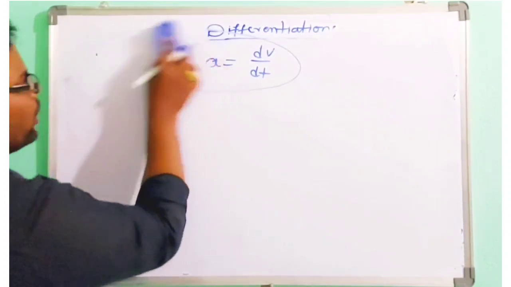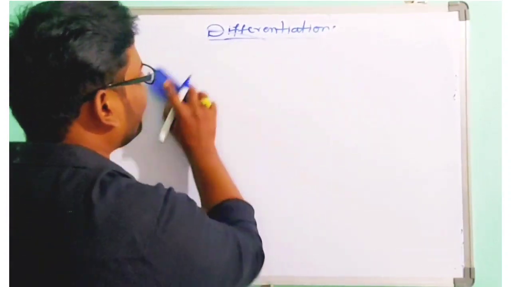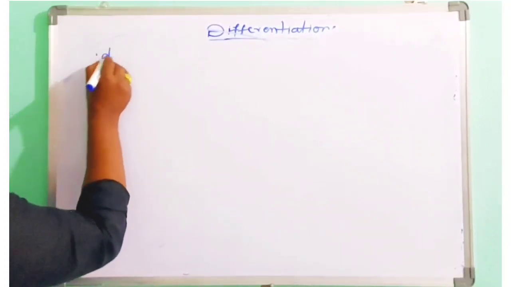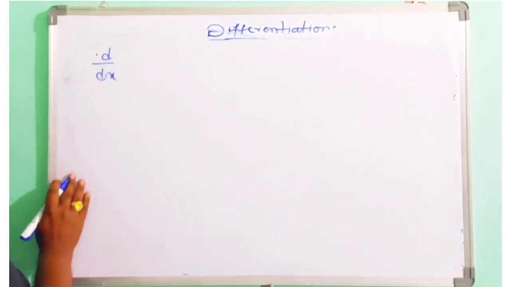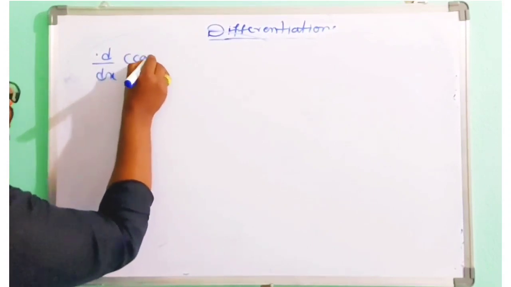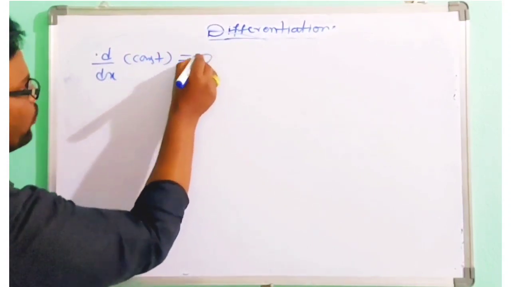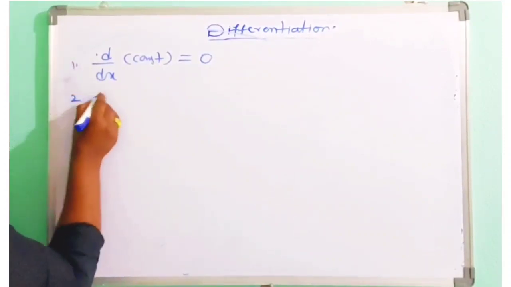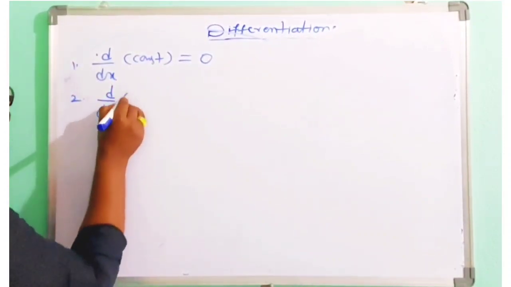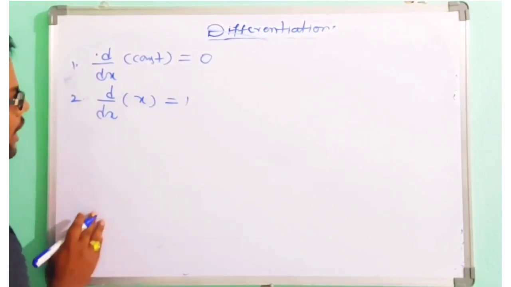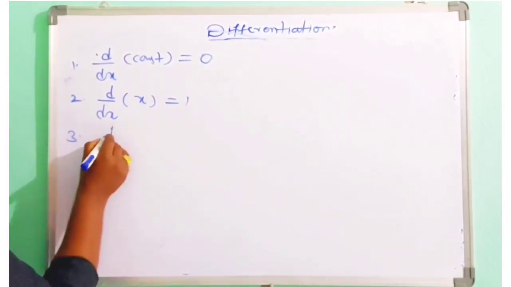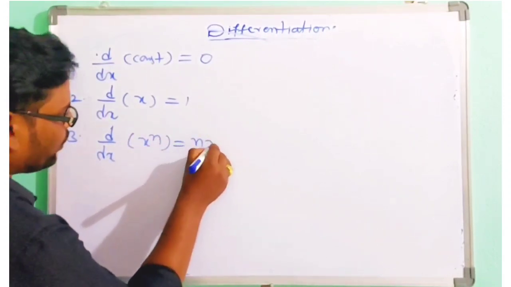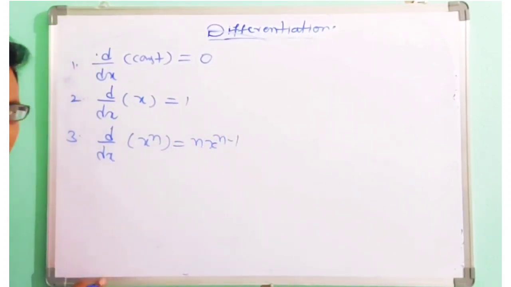Now let me give you some differentiation formulas. The first one is d by dx of a constant equals 0. The second is d by dx of x equals 1, and d by dx of x power n equals n into x power n minus 1.